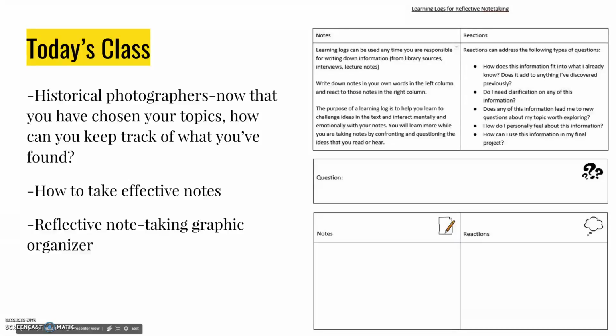Alright everybody, let's get started. So first I just want to go over what we're going to do in today's class. Now I know that you're all working on a research project about historical photographers, and I know that in the past you have worked more on the aesthetics and the technique of photography, and you're moving into a new area here. So now that you guys have chosen your topics with Mrs. Smith, I'm going to help you figure out how you can keep track of what information you find on your topics. So what we're actually going to talk about today is how to take effective notes.